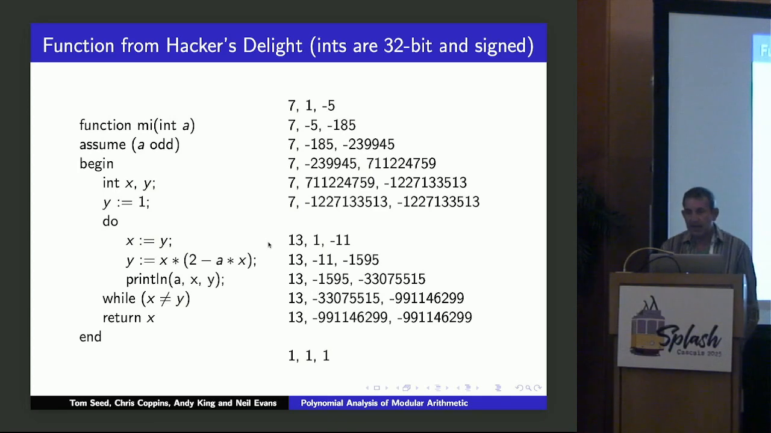So this is a simple algorithm, and I've called it MI because it calculates a multiplicative inverse. Given an integer a, the function will return an integer x. The crucial property is that if you multiply a by x, the result is 1 modulo 2 to the power of 32. What you have to do here is interpret your signed integers as unsigned integers to make sense of that.